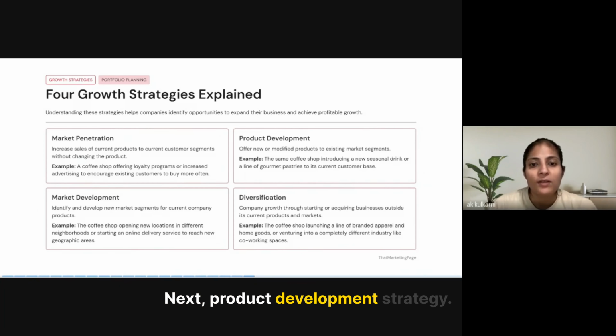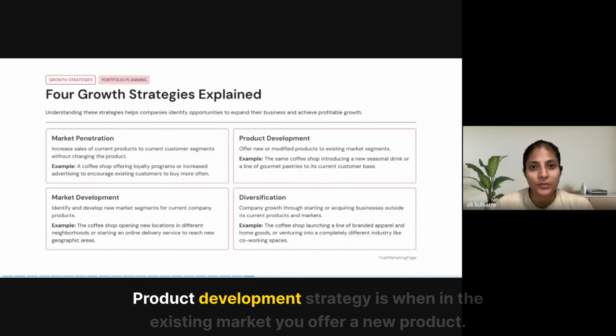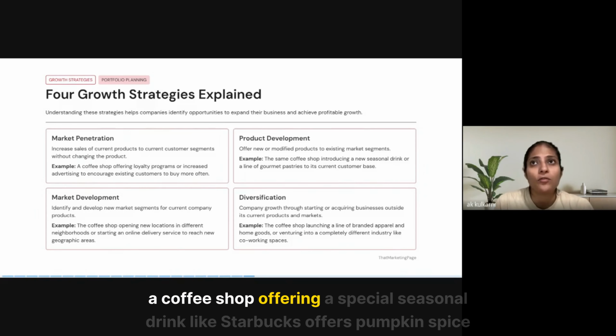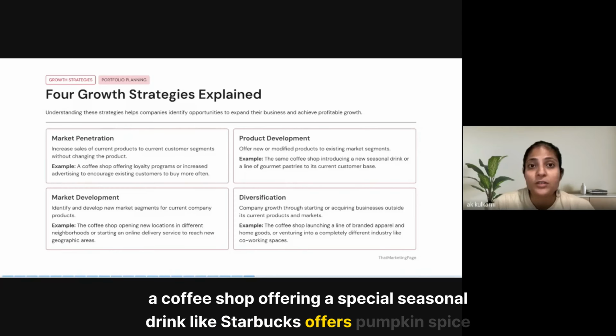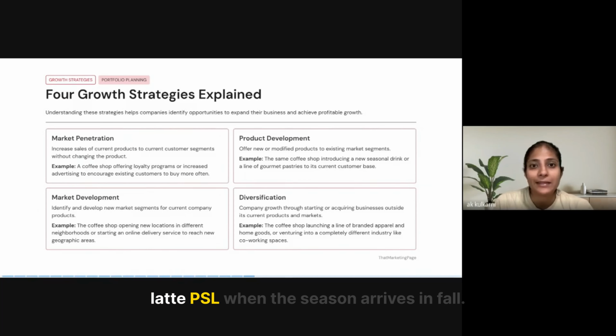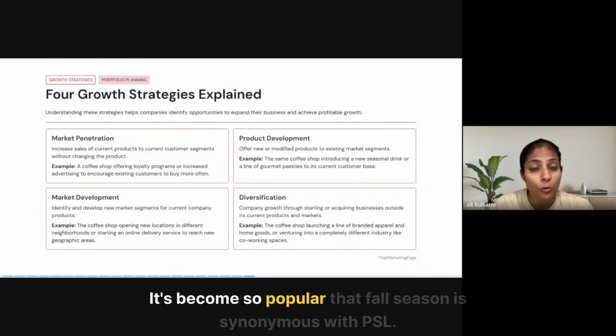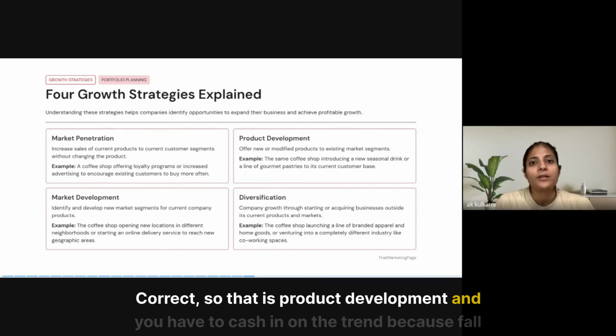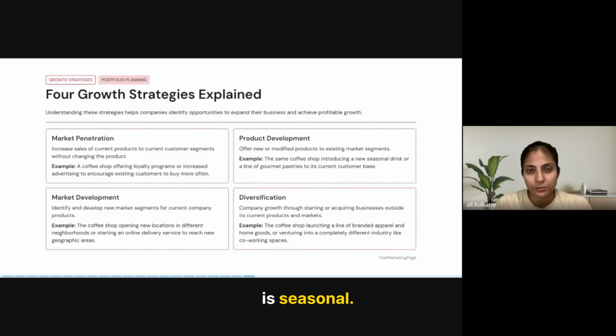Next, product development strategy. Product development strategy is when in the existing market you offer a new product. Example, a coffee shop offering a special seasonal drink like Starbucks offers pumpkin spice latte, PSL, when the season arrives in fall. It's become so popular that fall season is synonymous with PSL, correct? So that is product development, and you have to cash in on the trend because fall is seasonal.